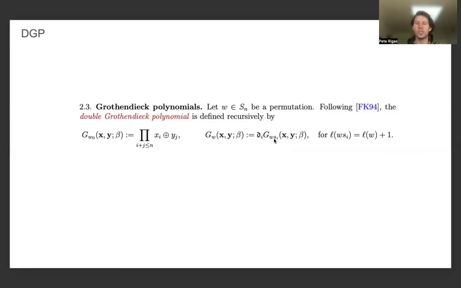And how the recursive definition is also relating to other permutations of the symmetric group, because we're defining the length of w s_i to be the length of w plus 1. So we're having a hierarchy of words of the symmetric group, which are increasing in length one at a time. And then we can define the double Grothendieck polynomial in terms of some type of recursive relation.